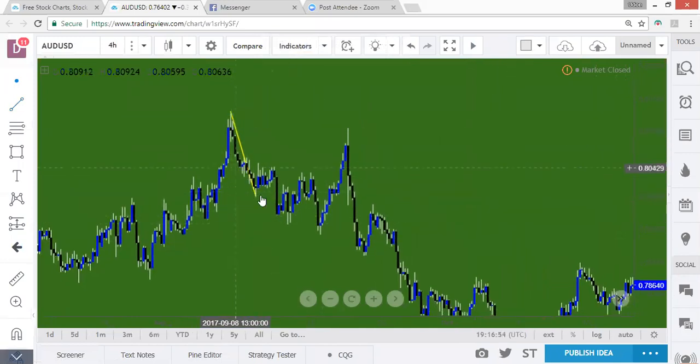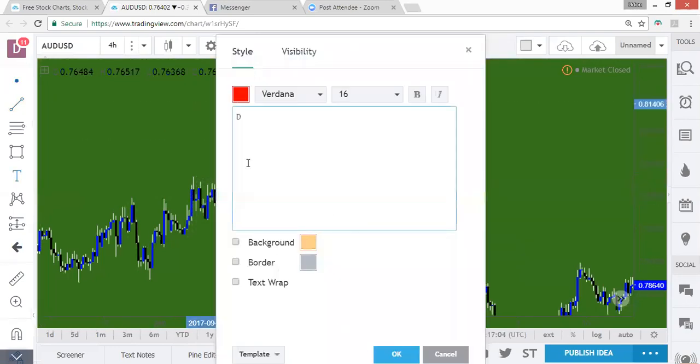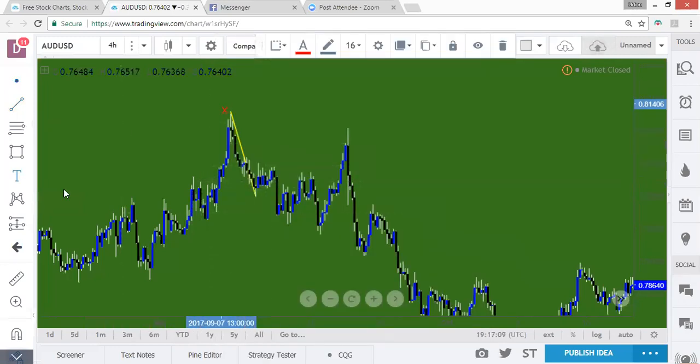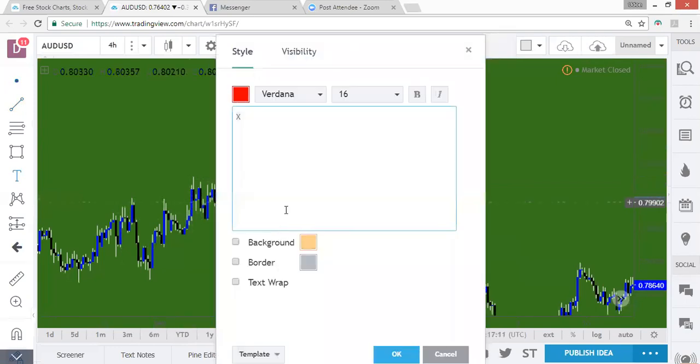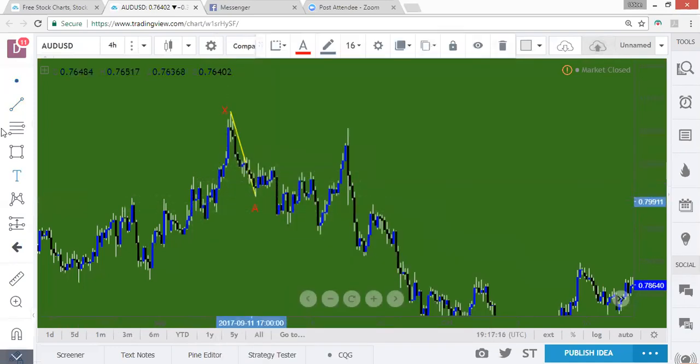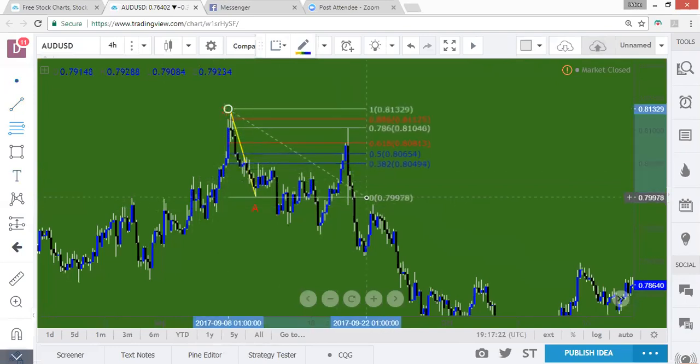Noticing that we have an impulse down here, break through previous structure. We labeled this our X to A move. Again, this is going to be a bearish cipher. Once we've identified X to A, we bring out the Fibonacci retracement to X. We go from X to A. We can see that the market made its pullback, came right to the 382.